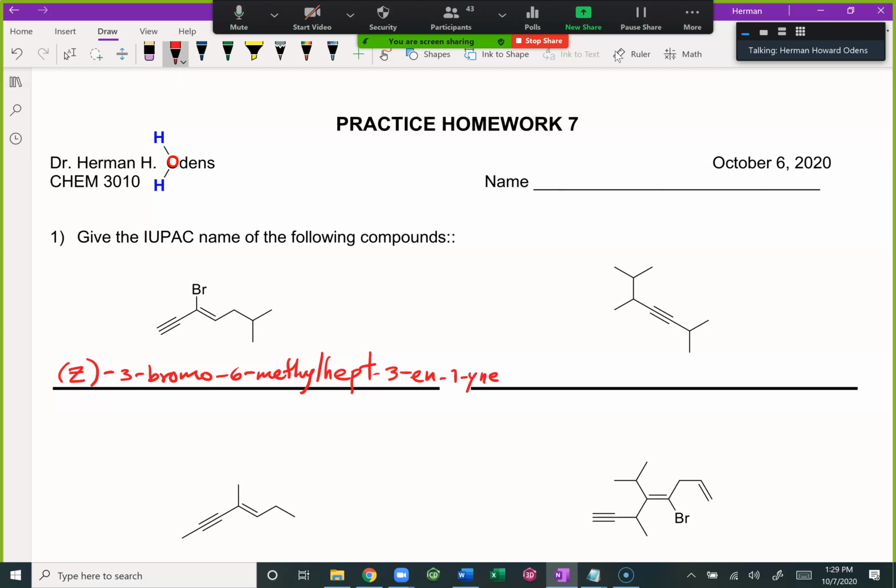All right, so I'm going to start numbering this from here. 1, 2, 3, 4, 5, 6, 7. I have a 3-bromo and a 6-methyl there. Hept is my root. I have 7 carbons. I have a 3-ene and a 1-yne.